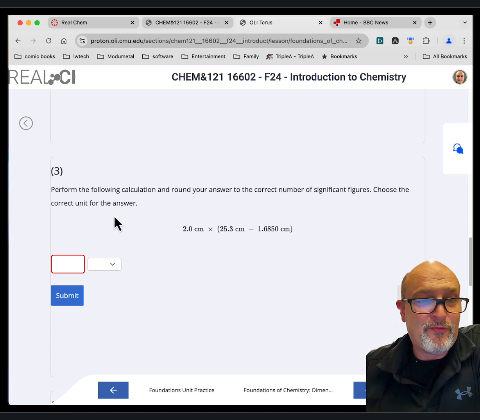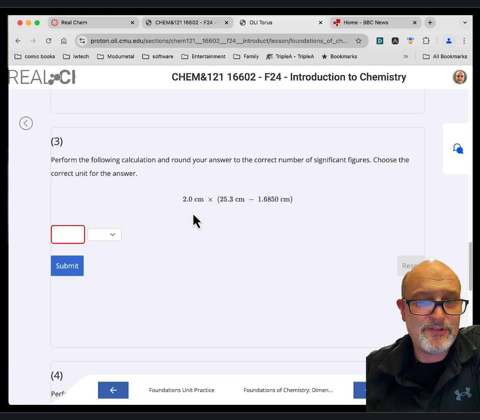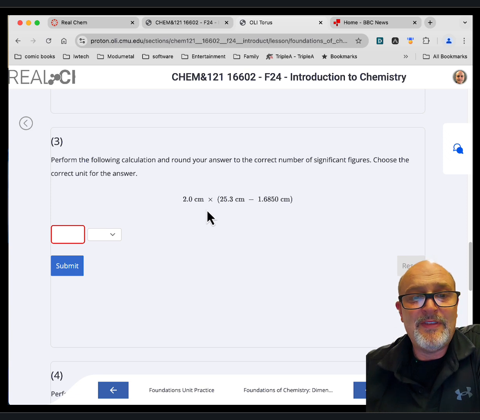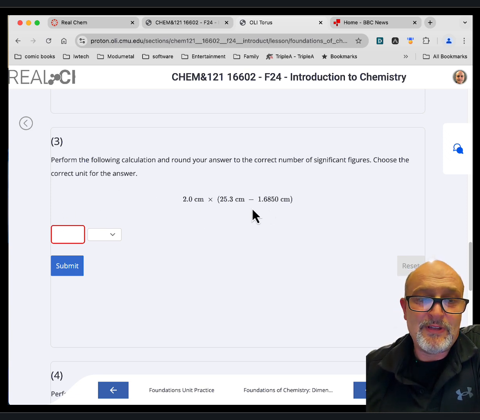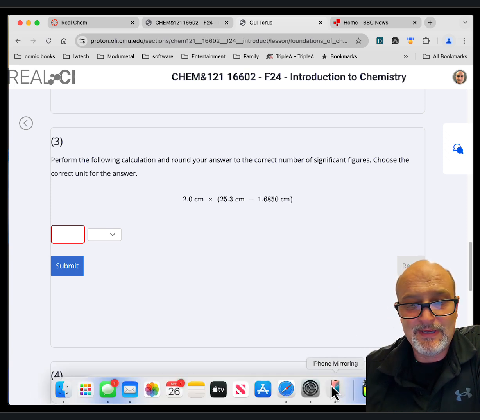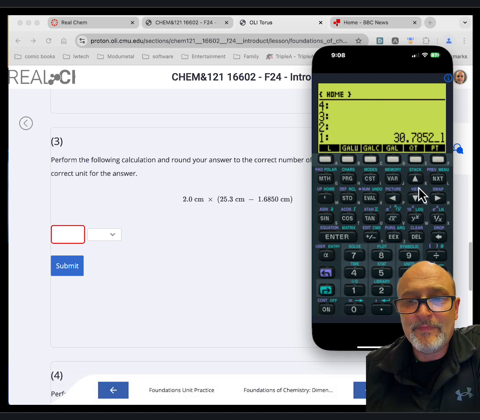Here's another one. Perform the following operation and round your answer to the correct number of significant figures. Choose the correct unit for the answer. So in this case, we do the order of operations, which is everything in parentheses first. Then we do multiplication and division, and if anything's tied, we go left to right. So let's have a look at this and see what we get. We get the calculator back if we can.